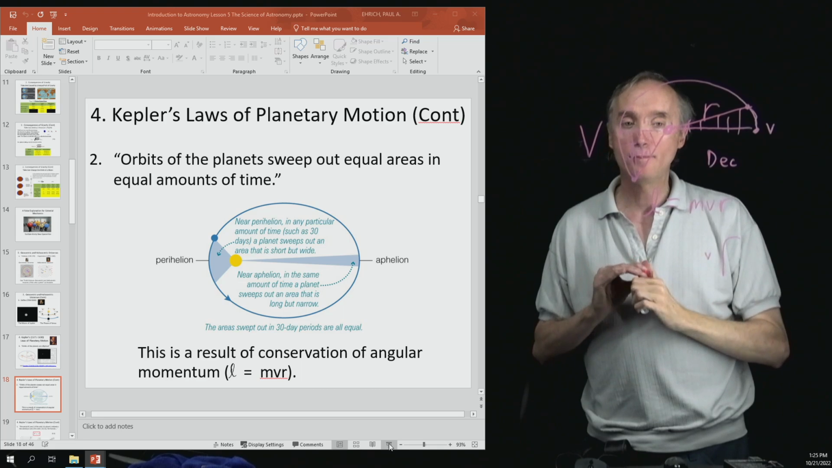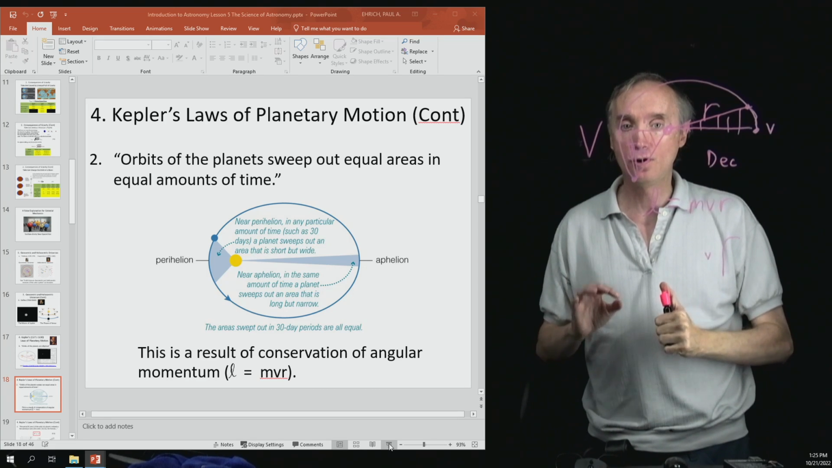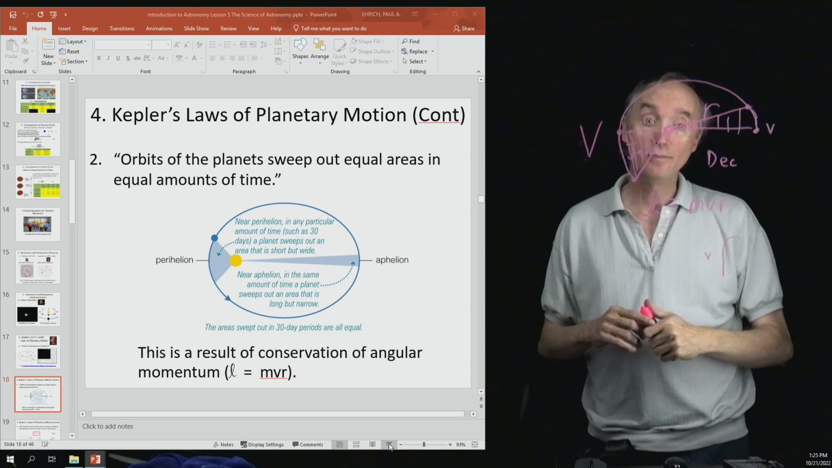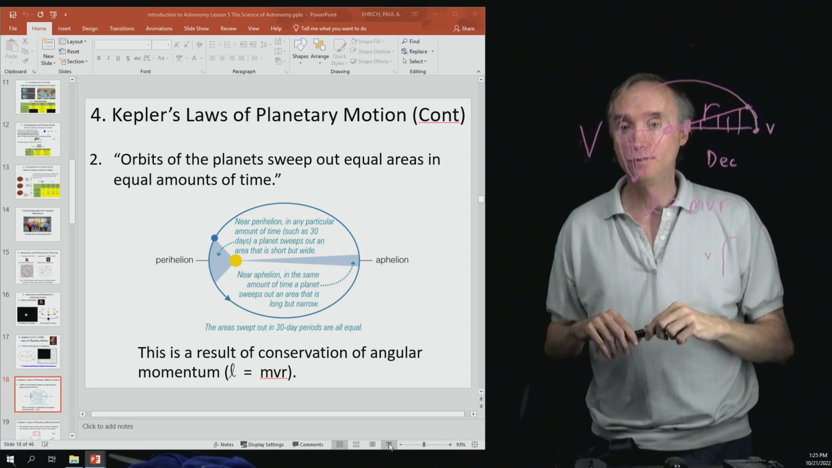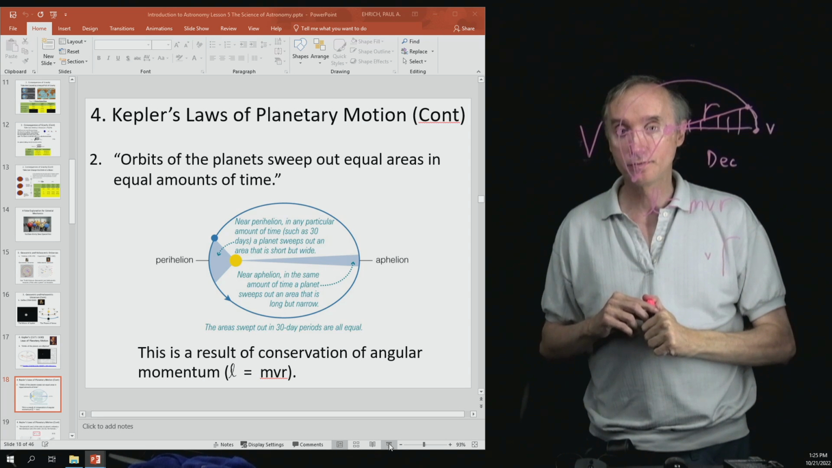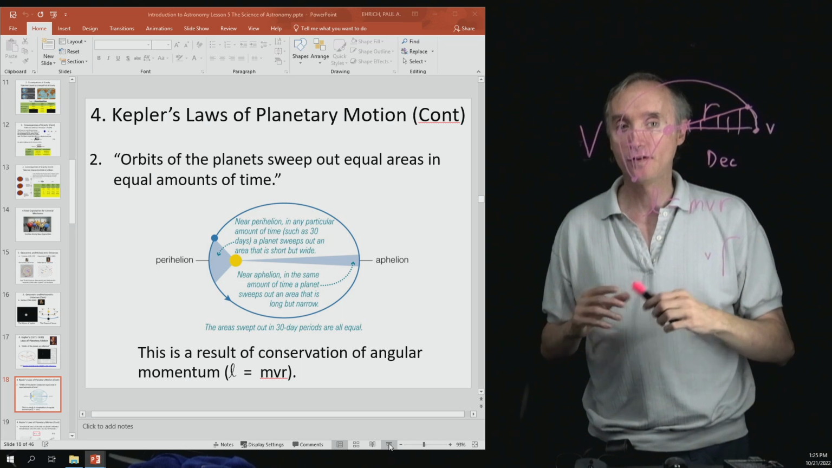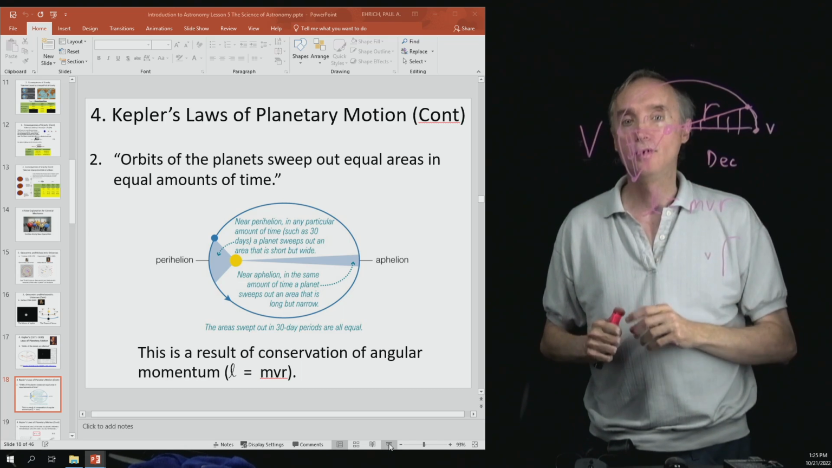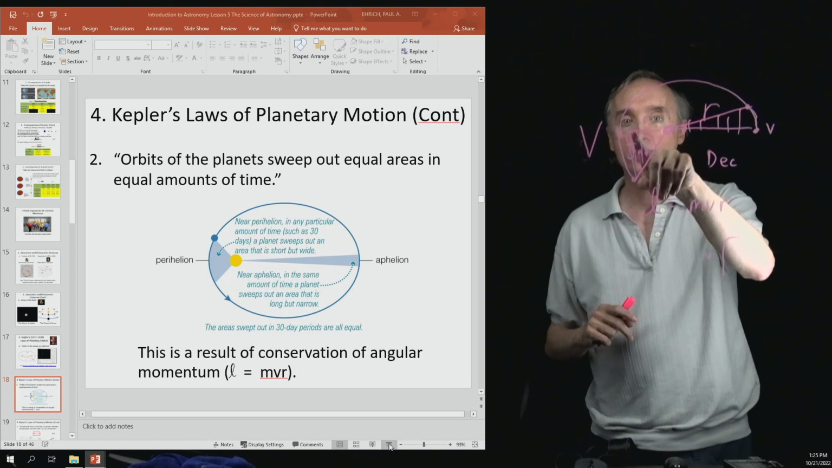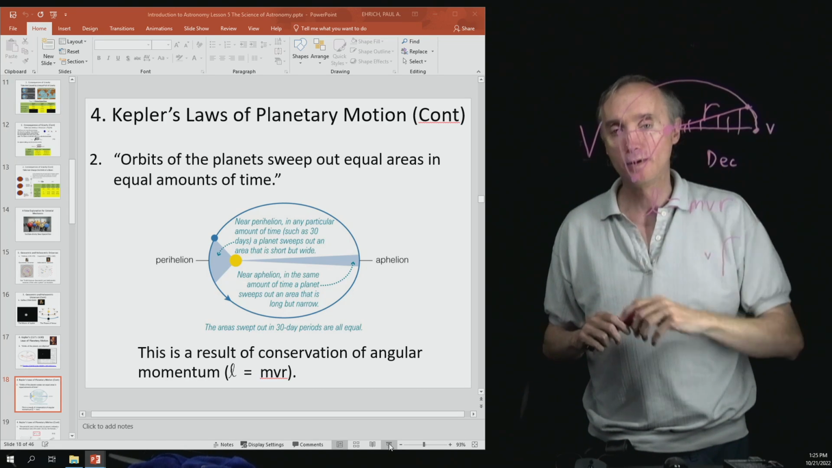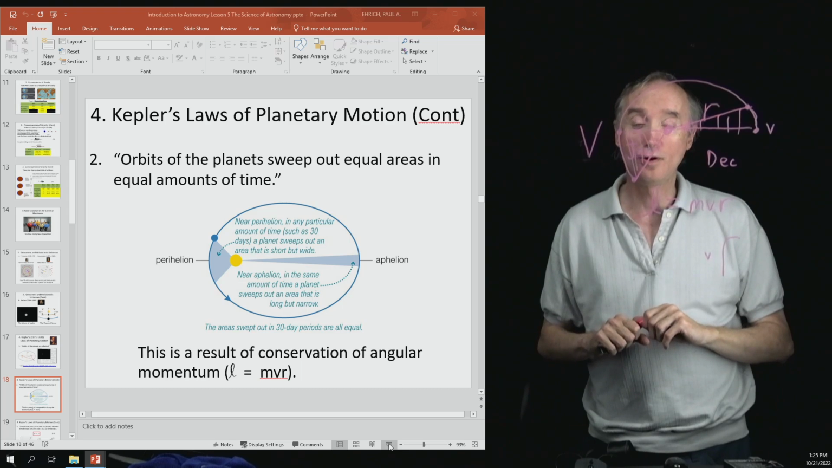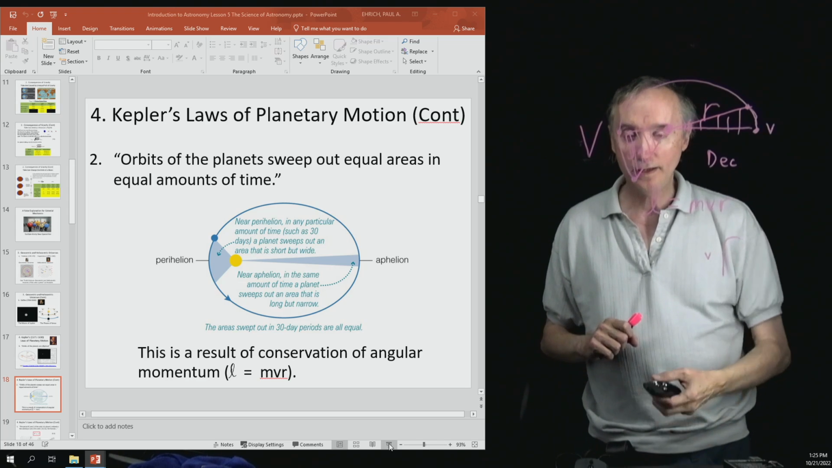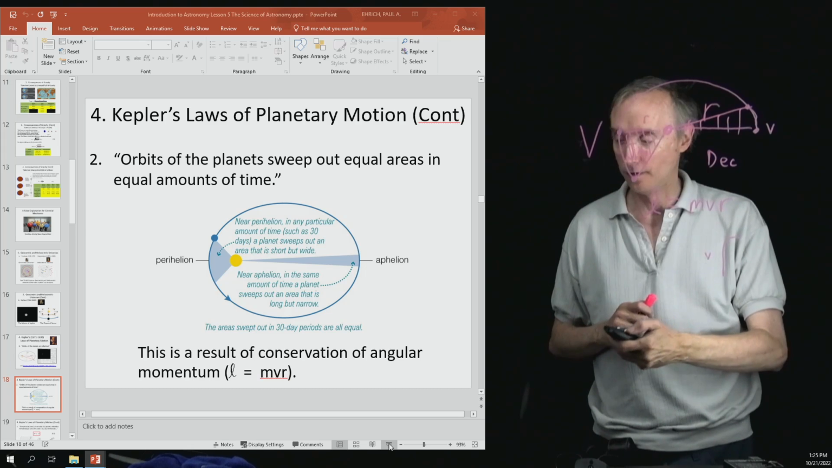So Kepler had absolutely no idea why this was true. For that matter, he had no idea why the orbit was an ellipse. He just plotted it and found out that it was true. And similarly, he had no idea why it would sweep out equal areas in equal amounts of time, because he didn't know about conservation of angular momentum. And then he came up with his third law of motion.